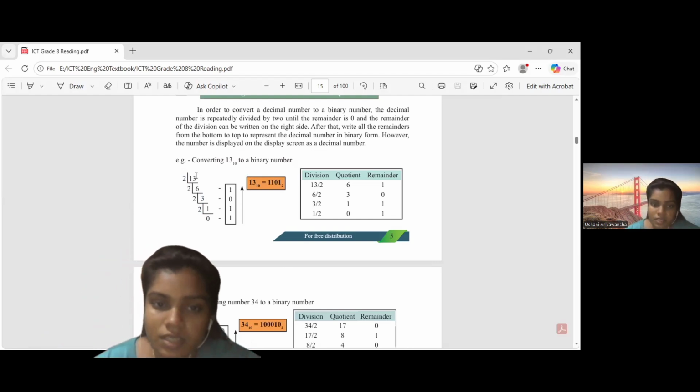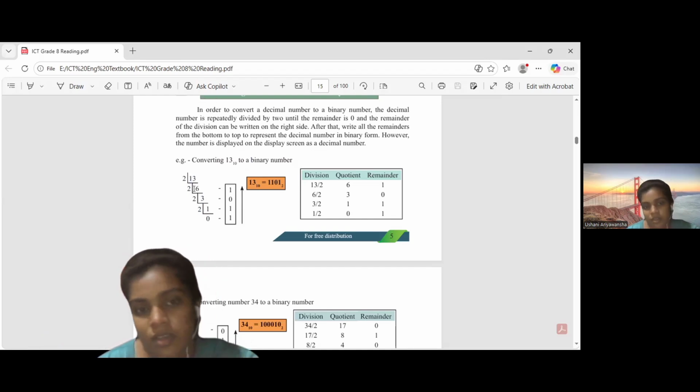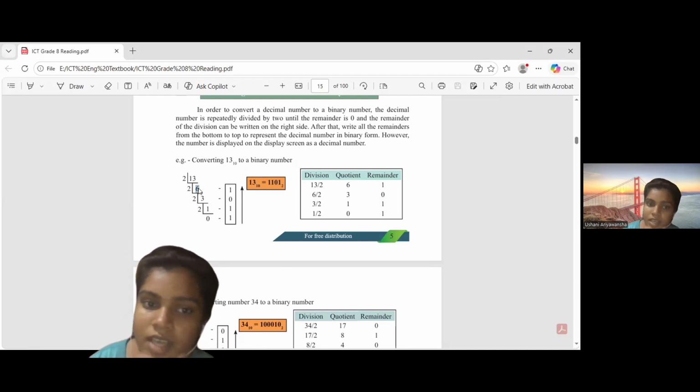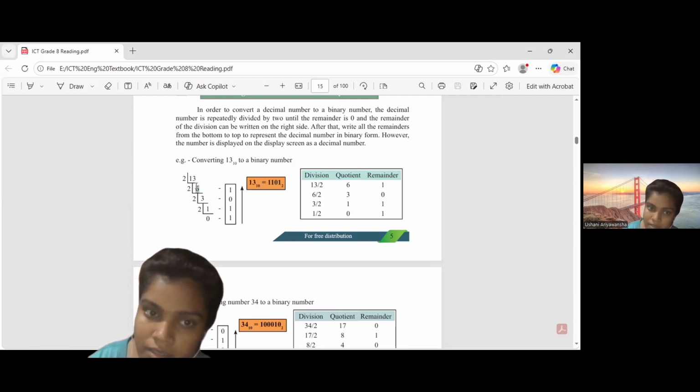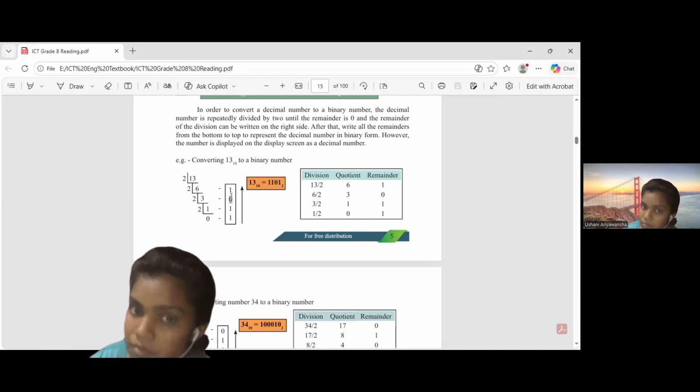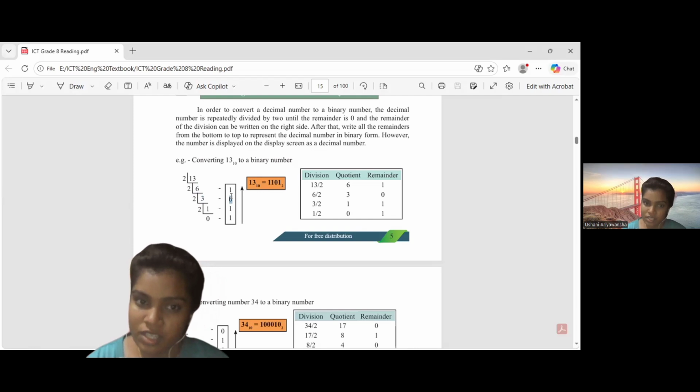So, 13 divided by 2, we have 6. And what is the remaining? 1. We should mention the remaining value here, right? And you should divide 6 by 2 again, right? We get number 3. The remaining is 0 now, right? We must mention it here, right?